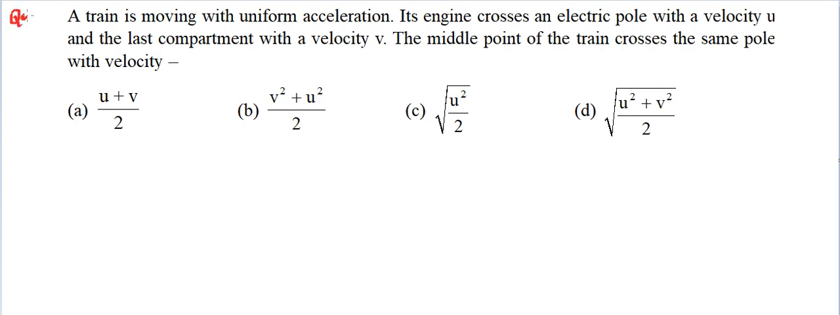So first is this first question, and this is homework. You need to try. You need to go through the question. It is related to uniform acceleration, so you can use the equations, and there are 4 options. Out of the 4 options, you need to mark the correct option. So you solve it and give the answer in the comment section. So that's one question.